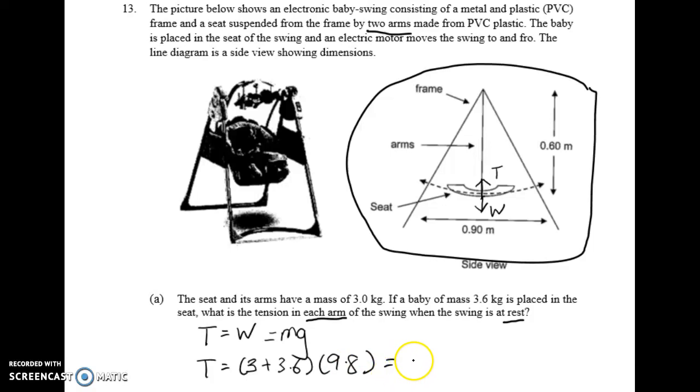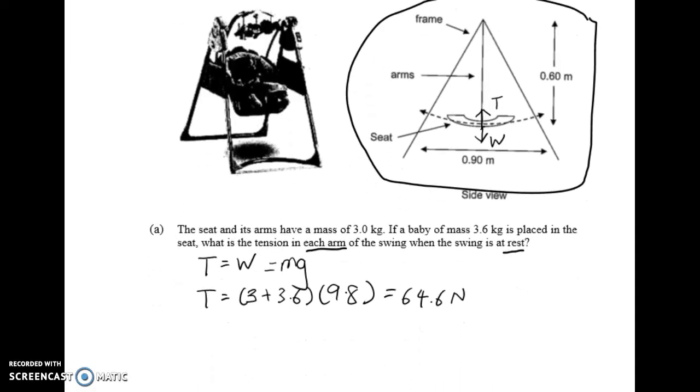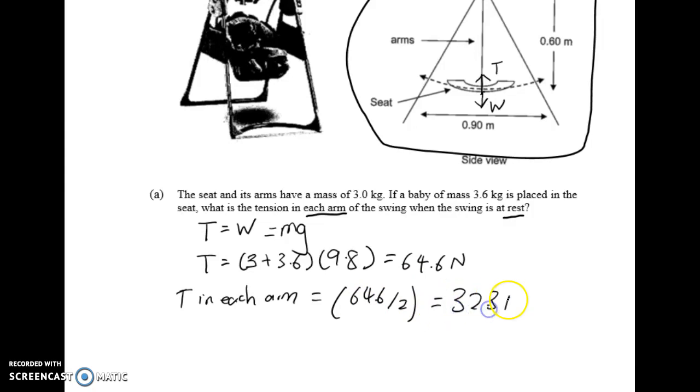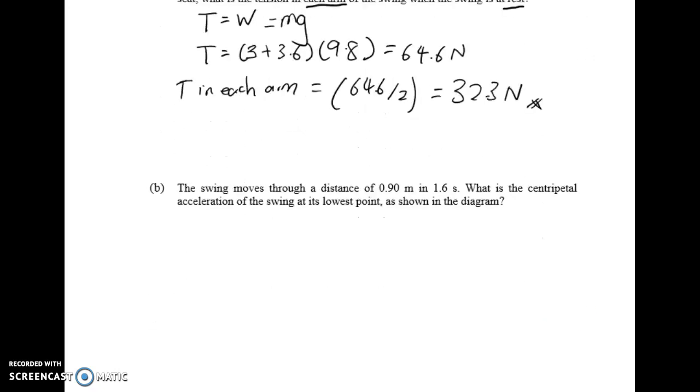about 64.6 Newton, but you need to find the tension for each arm. So the tension T in each arm would be half of it. 64.6 over 2 is about 32.3 Newton. So that's the first answer. Straightforward.